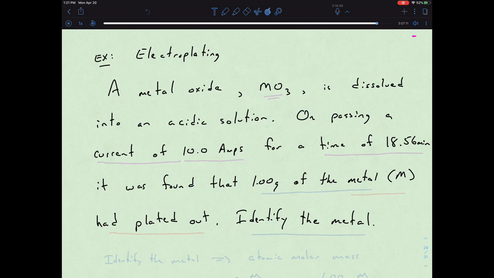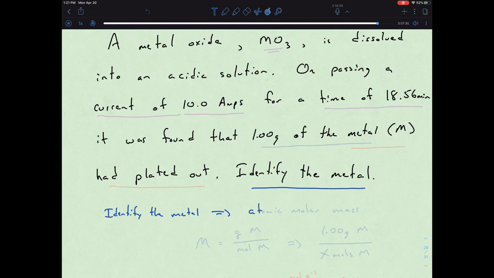So if we look at the information that's presented, or maybe let's look at where we want to go. We want to identify the metal. And in order to identify the metal, I really need an atomic molar mass. Right? If I could figure out what are my grams of the metal per mole of the metal, I could then determine, using the periodic table, the identity of the actual metal that I'm looking for here. So using that atomic molar mass to identify that.